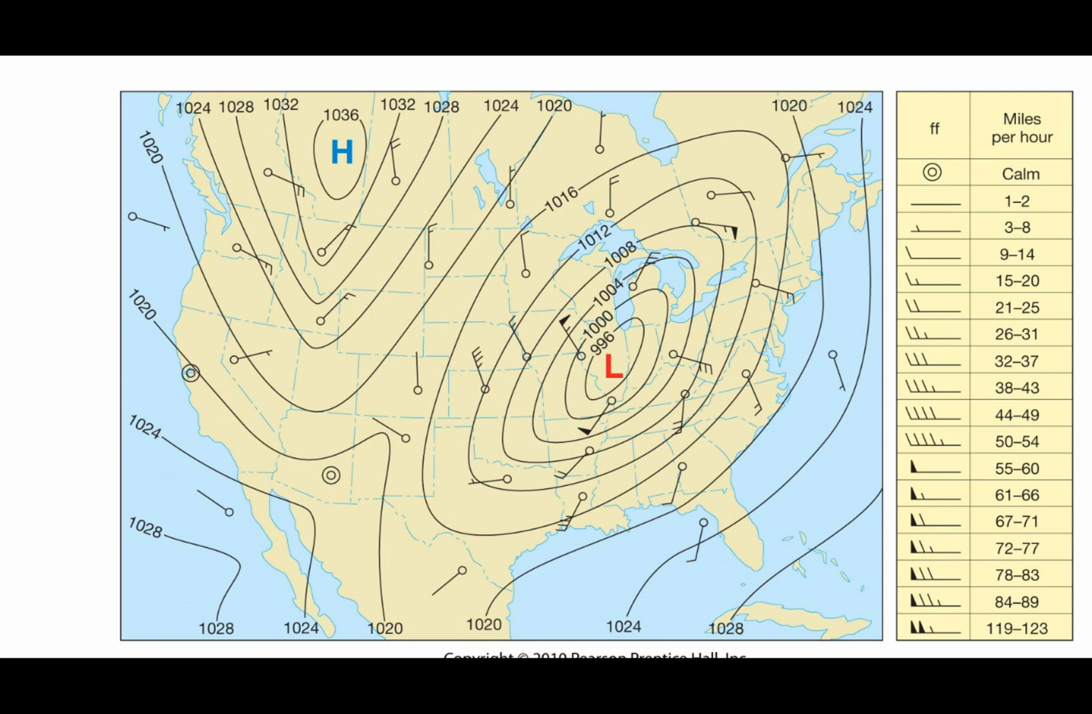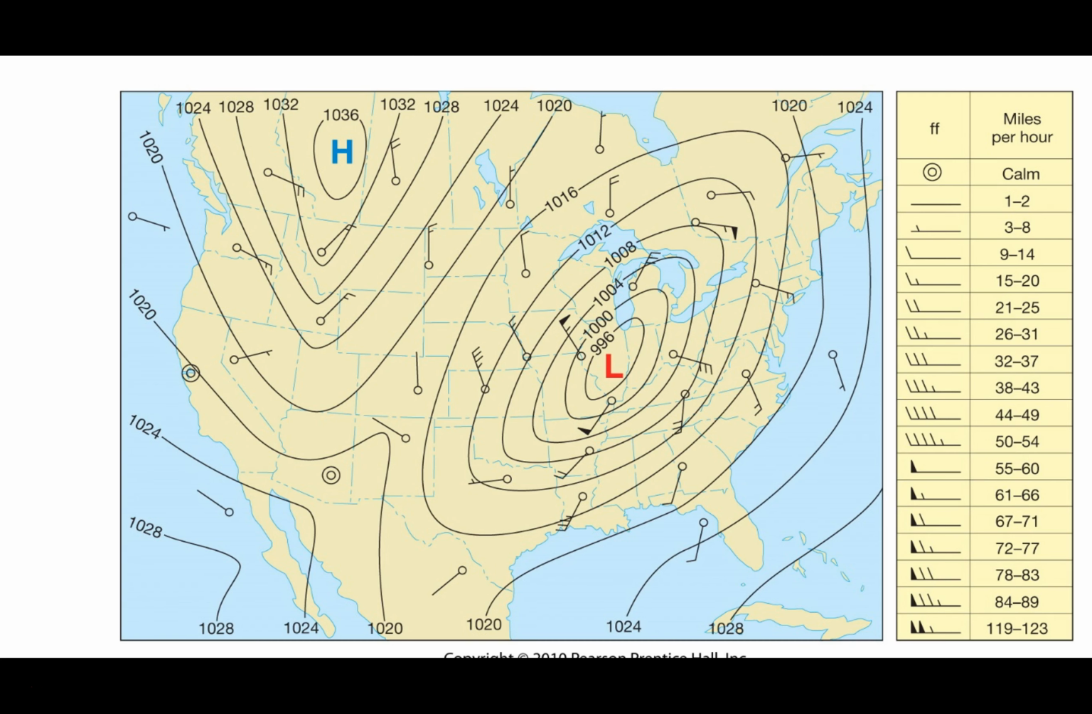Now, the other thing this map adds is these little lines with the flags. The more flags, the stronger the wind. I'm going to talk about wind and pressure coming up. The no bars are just no bars. The wind is very calm. The more flags, the stronger the wind. So if I'm just going to glance at this, comparing the highs to the lows, the low is windier. Lows are what's going to bring our more severe weather and such.